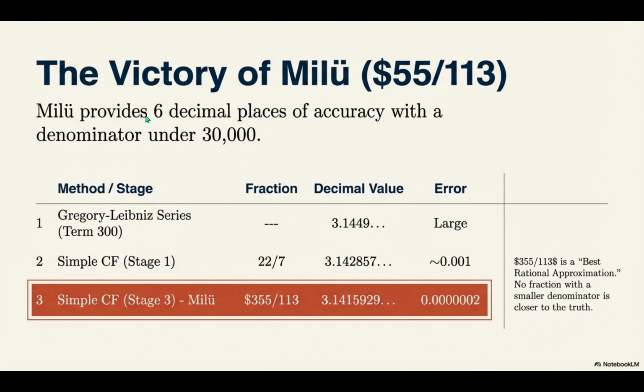It's 3.141592. It's dead on. And here's the kicker. It's what's called a best rational approximation. What does that mean? It means that if you were looking for a fraction to approximate pi, you cannot find a better one with a denominator smaller than 30,000.